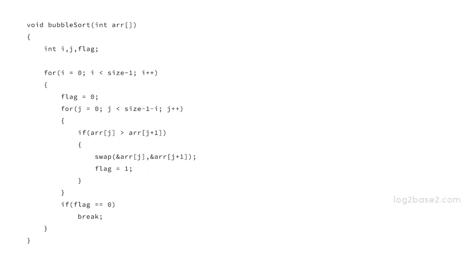Let us see how. There is only a small change that we need to make in this function. We will declare a flag variable and initialize it to 0 in the beginning of each iteration of the outer loop. And whenever a swap operation takes place, we will set flag equal to 1. And at the end of each iteration, we will check if flag is still equal to 0. Then we can understand that no swap operation took place, so we can break out of the loop.